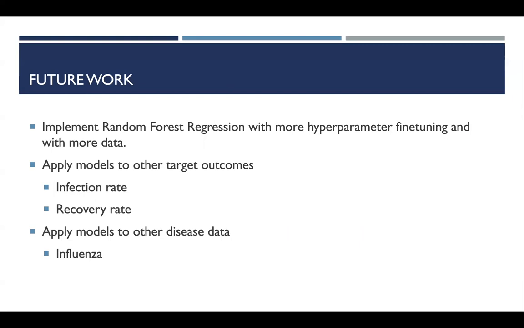We also would apply our models to other target outcomes. So instead of just looking at mortality rate, we could also look at infection rate or recovery rate to see if our models are applicable for other bits of information. And finally, we would also be interested in applying our models to other diseases, such as influenza, to see if these types of models can be predictive for diseases beyond COVID-19 and have an even broader impact.